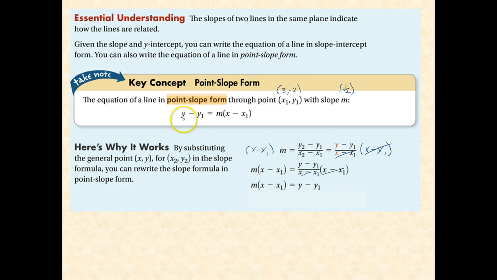So an example, if I really did have a point 3, -2, and I knew that the slope of the line going through that point was 1/2, it would be y minus -2, which turns into y plus 2, equals m times, so 1/2 times x minus x1. So that would be x minus 3. So that's the point-slope form of that line.